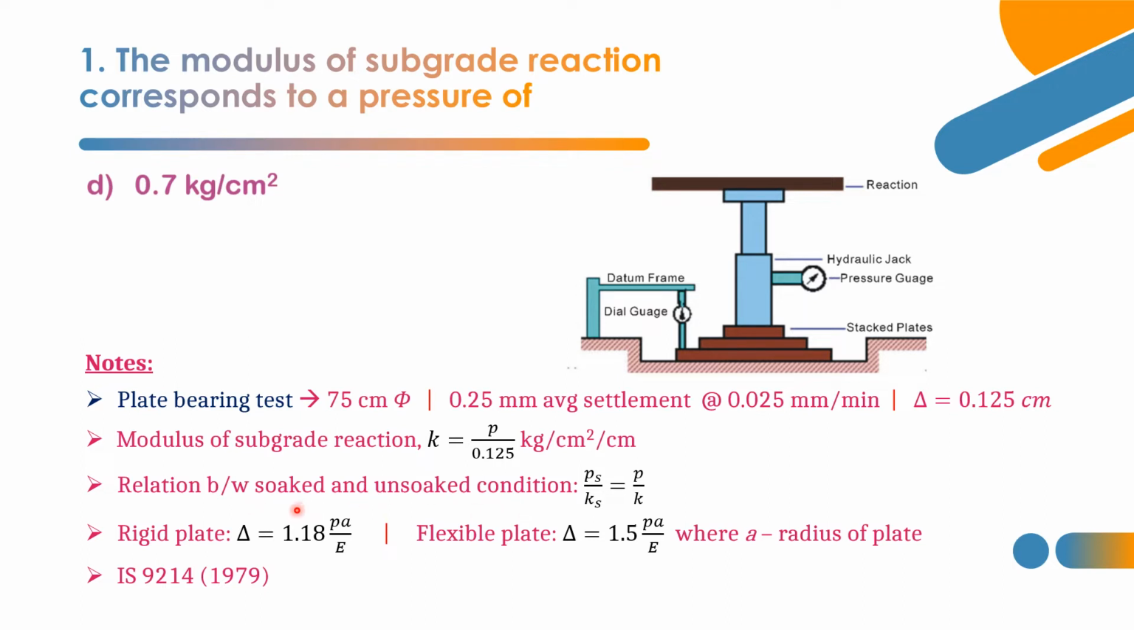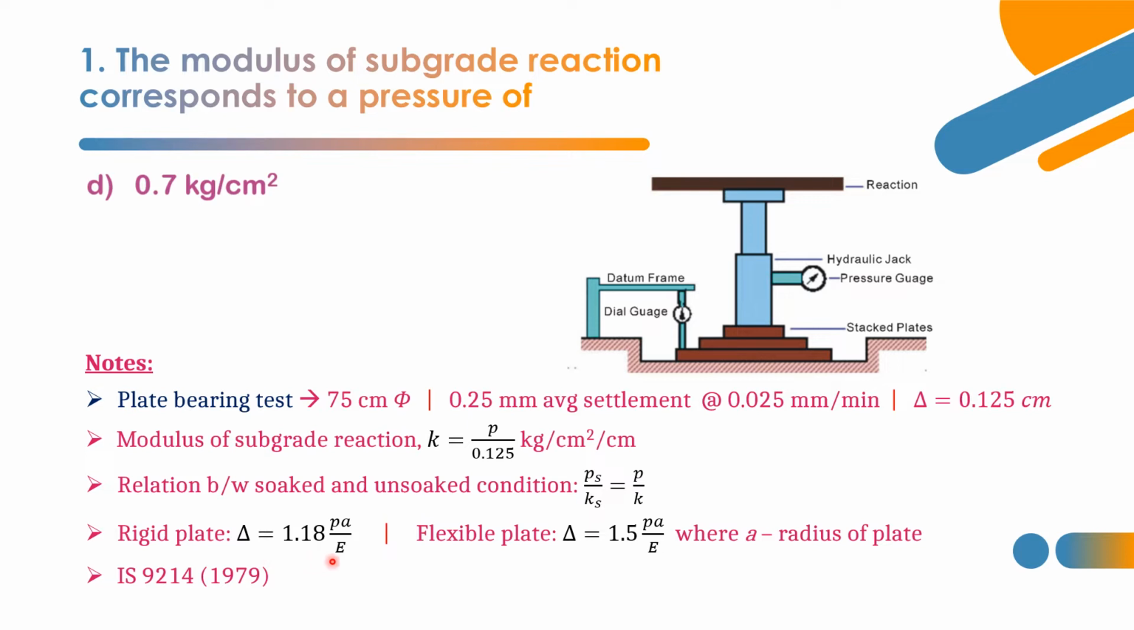So this is for the corrections in pressure. That's why soaked and unsoaked conditions will be there, on which we have to perform the plate load test. The relation between soaked and unsoaked condition shall be like this: Ps by K is equal to Pi by K. So this is the relation, and accordingly we have to check for any corrections if there are any. And for rigid plate, we shall follow this equation or this formula.